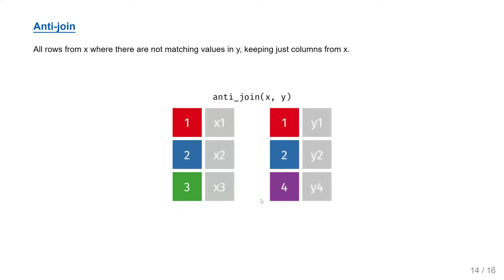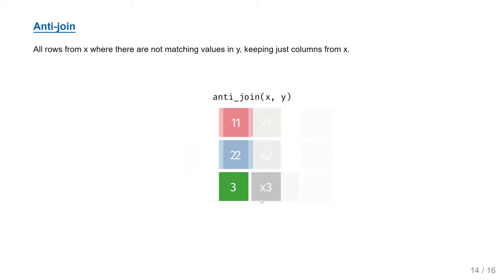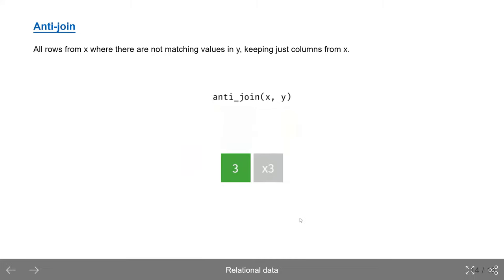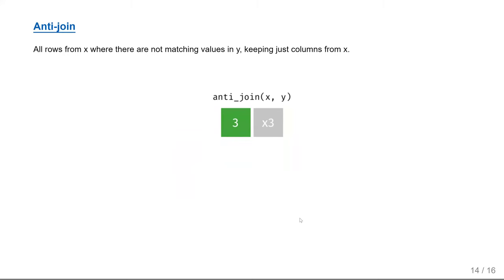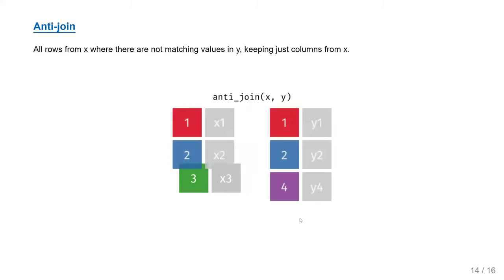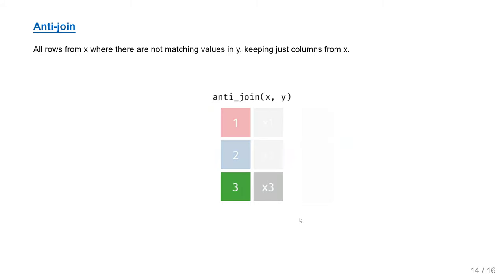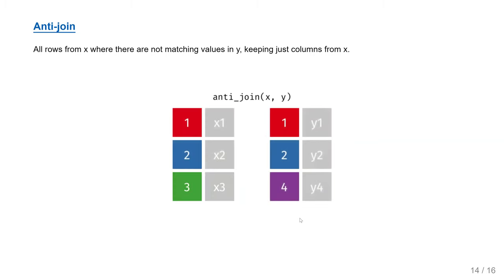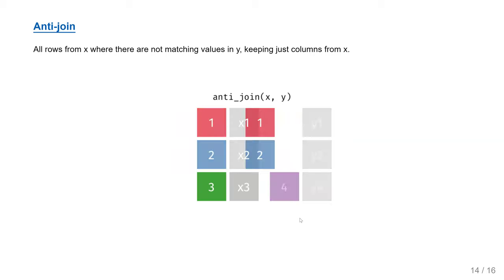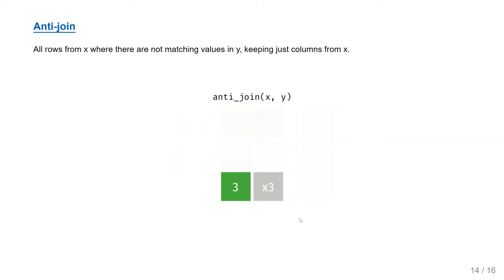Anti-join is anything that is not matching you keep. So if you see the GIF, I'm just waiting for it to refresh. So as you can see from the GIF, 1 and 2 match. So what the anti-join does is it's only going to keep the third row, because the third row is the only one that doesn't match. So anti-join is the antithesis of inner join, which we just saw.